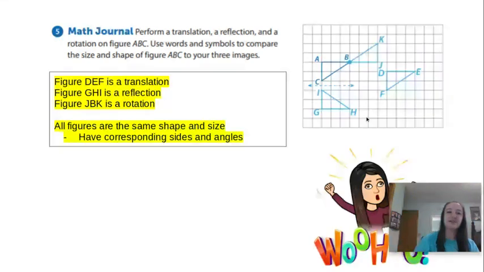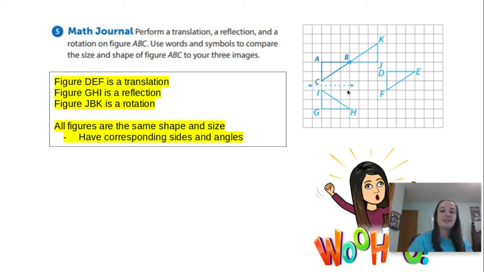So again, figure DEF is a translation because it's just being slid over. Figure GHI is a reflection across our line of reflection because each of these points are the same distance from the line of reflection as its corresponding part. And triangle JBK is a rotation around point B.